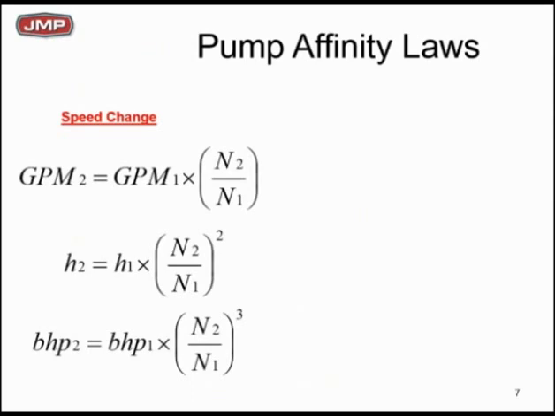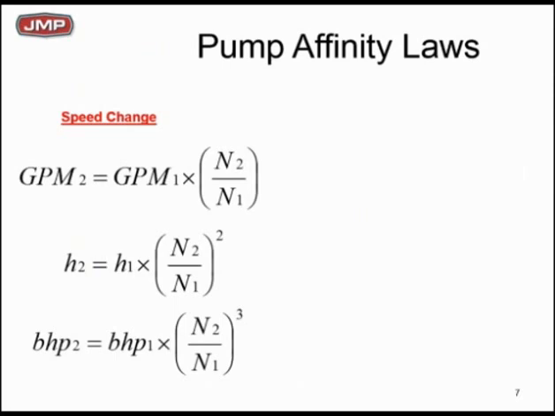In other words, if I double the speed, my head is going to go up 4 times. Last but not least is that brake horsepower, that money bag, that kW that your electric bill varies as the cube. In other words, if I cut the speed in half, my horsepower becomes 1/2 times 1/2 times 1/2, or 1/8 in theory. 1/8 in theory would be the brake horsepower if I were to cut the speed in half. My flow would be half and my head would be 25%.